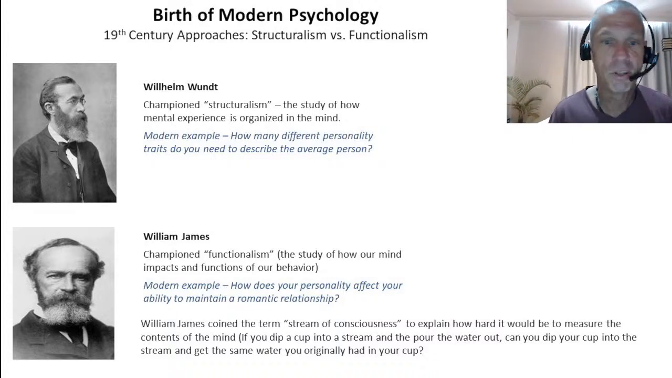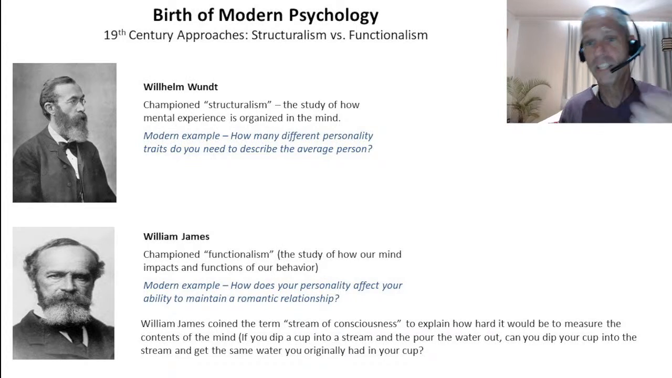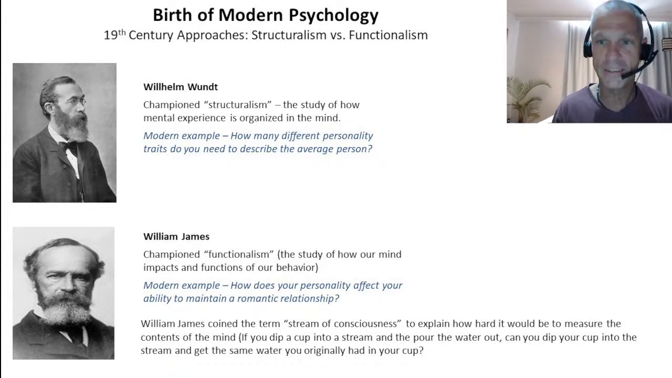Now, a modern example of his approach would be not only to look at personality, but how does personality affect your ability to maintain a romantic relationship? That is, what is the function of your personality? So these two guys in the late half of the 19th century sort of disagreed on how we ought to think about and study human beings.